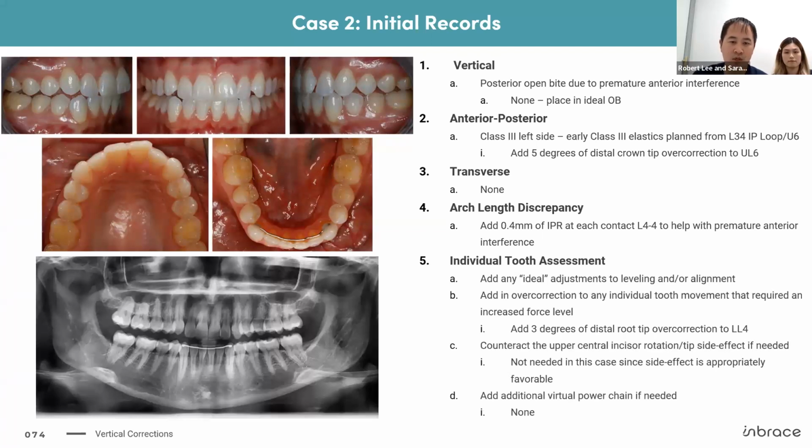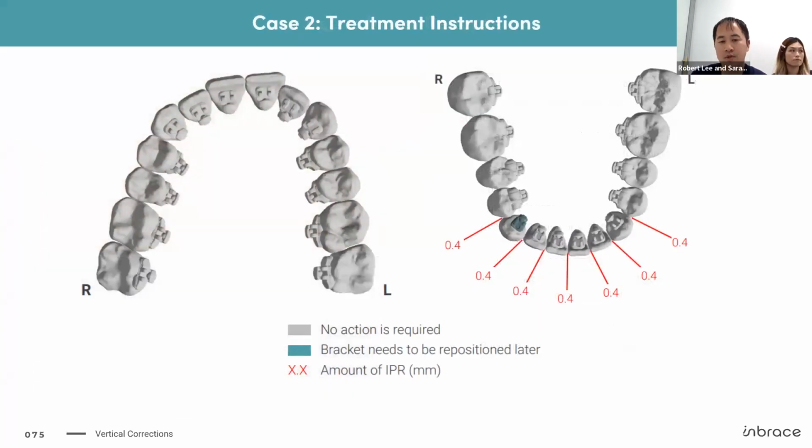For individual tooth assessment, we're just double checking that, to add any ideal tooth adjustments, that we're taking out any unnecessary movements. Added a little bit of overcorrection to the lower left 4 because you can see in the pano, the lower left 4 could benefit from some distal root tip. That would be taken care of in IFS for you if you opt into the early access. She didn't really need anything for the upper central incisor rotation tip side effect or for virtual power chain. So looking at the treatment instructions, almost all the brackets start in the planned bracket position except the lower right 3, where the lower right 3 is in an offset position.